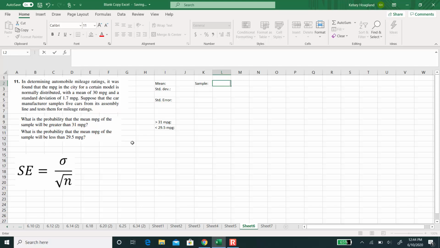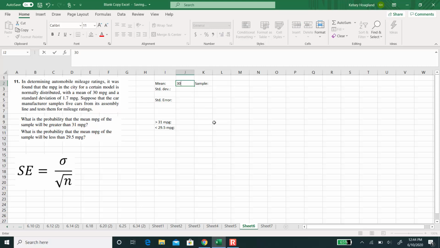In determining automobile mileage ratings, it was found that the miles per gallon in the city for a certain model is normally distributed, with a mean of 30 miles per gallon and a standard deviation of 1.7 miles per gallon. Suppose that the car manufacturer samples 5 cars from its assembly line and tests them for mileage ratings. What is the probability that the mean miles per gallon of the sample will be greater than 31 miles per gallon, and what is the probability that the mean miles per gallon of the sample will be less than 29.5 miles per gallon?